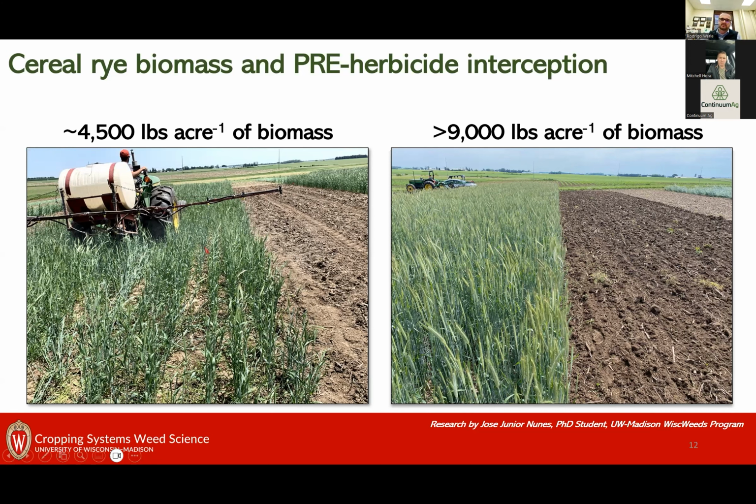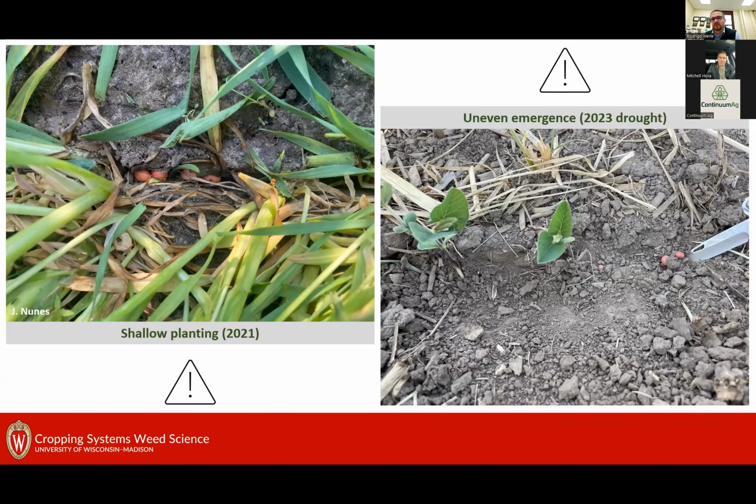All right, some things to watch for that our research has shown. We can plant green, okay? We've done this in 18 site years, 12 states. 70% of the time we saw no yield reduction compared to straight no-till. So planting green into heavy biomass versus no-till, 70% of the time, no yield reduction. 30% of the time we did see yield reduction.